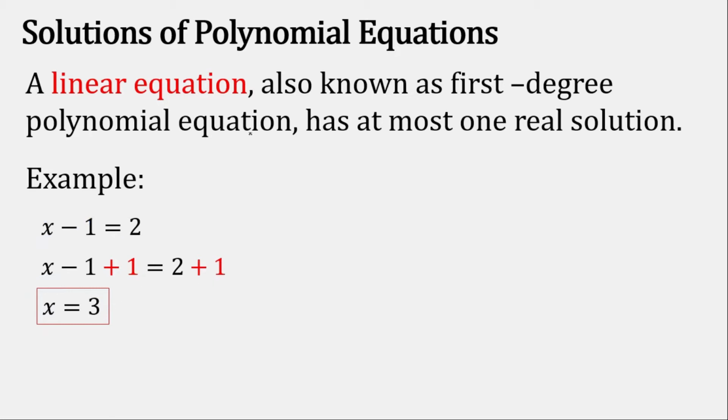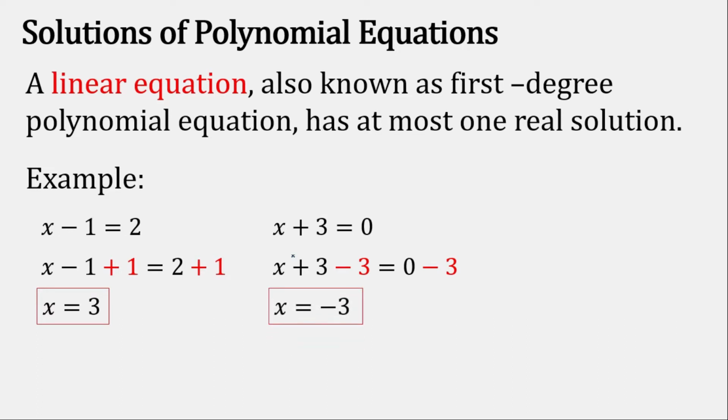As the rule says, if it is a linear equation, then it has at most one real solution. This is linear because the degree of this polynomial is 1. Let's take another example, x plus 3 is equal to 0. To solve for the value of x, we just need to subtract 3 on both sides to eliminate this positive 3 here. So we get x is equal to negative 3. So this is the only value, and again, it fits our definition that it has at most one real solution.